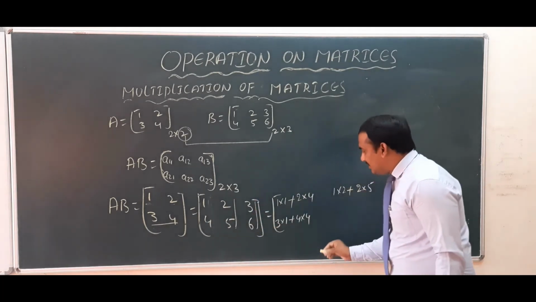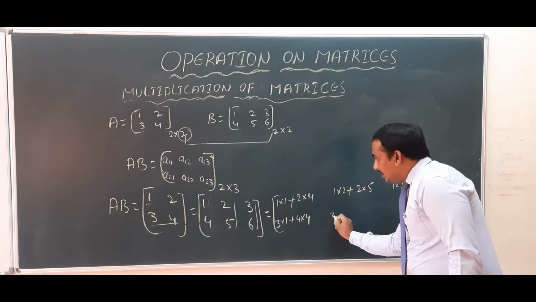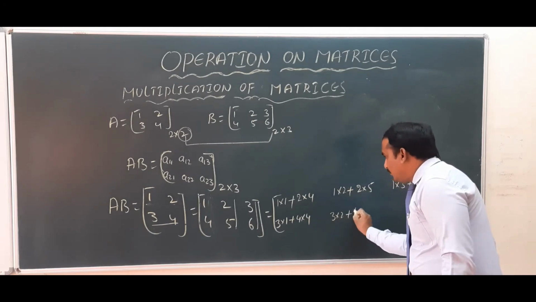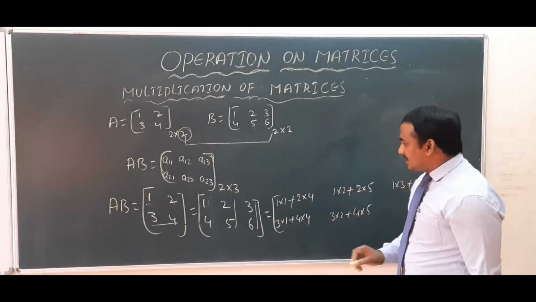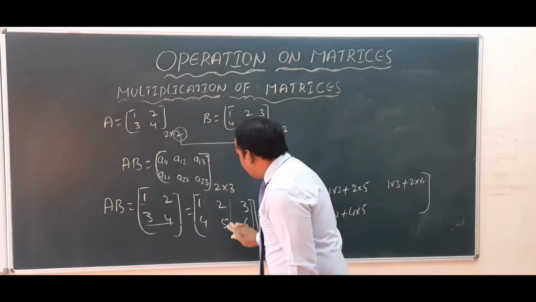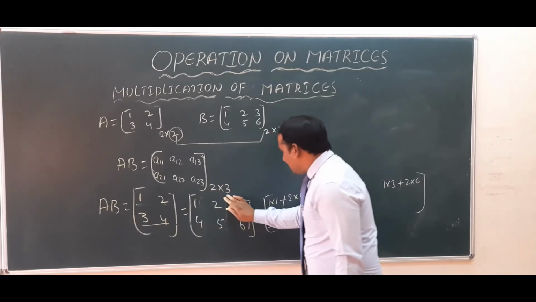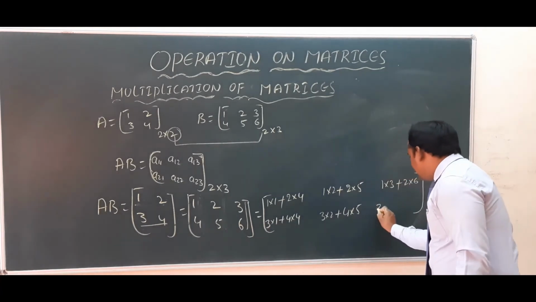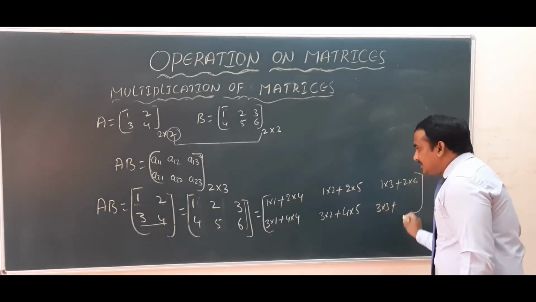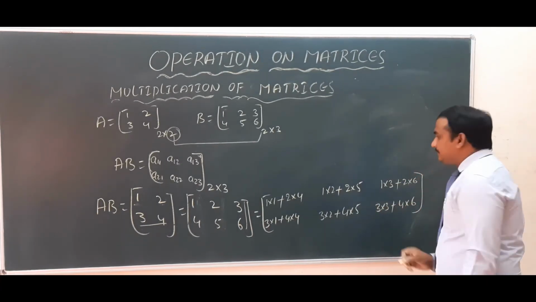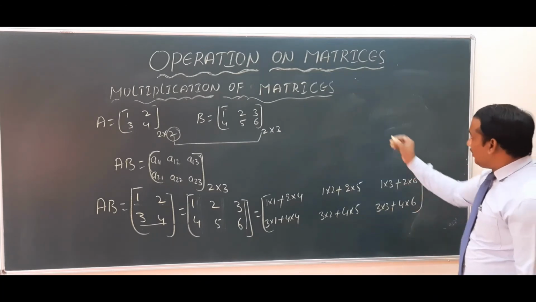Second row, second column means here 3 into 2 plus 4 into 5. Next, A23, second row, third column. Second row, third column means here 3 into 3 plus 4 into 6. Like that you have to multiply. Now what will you get?